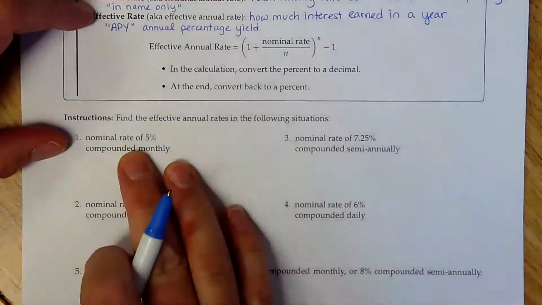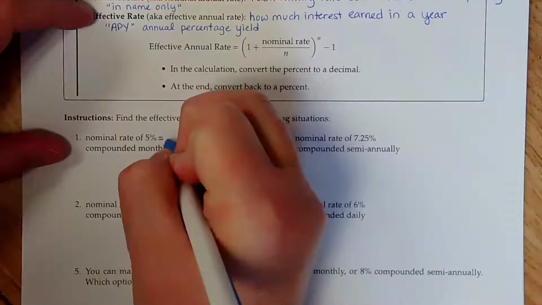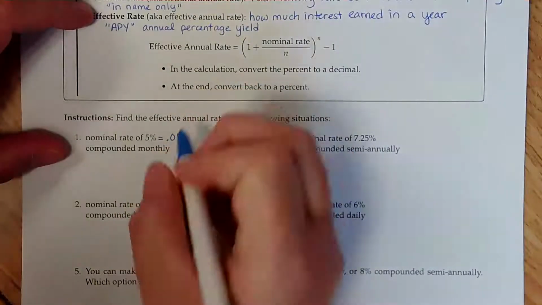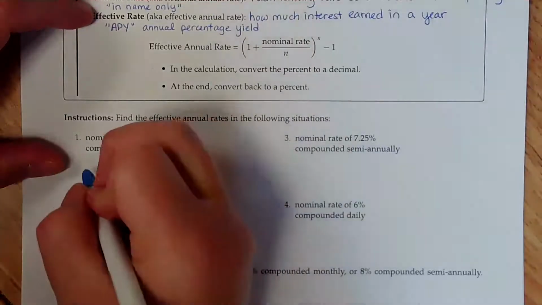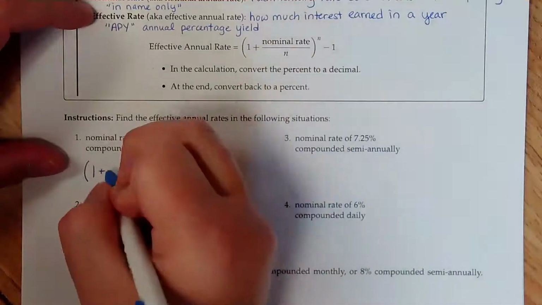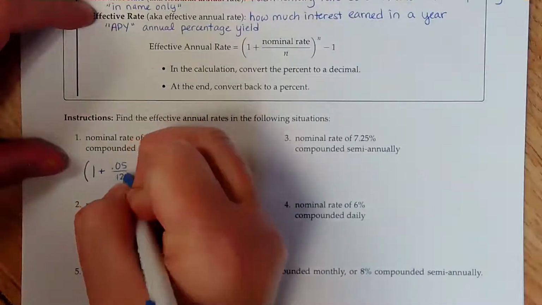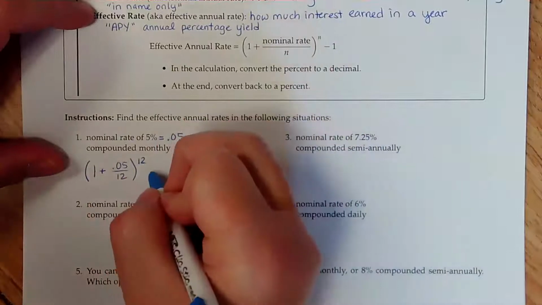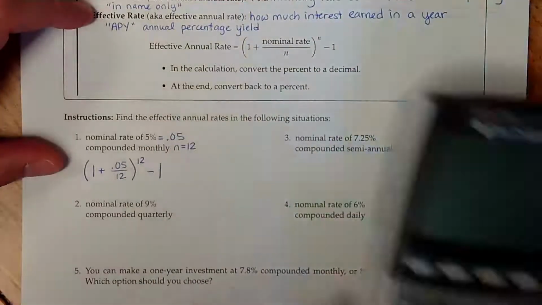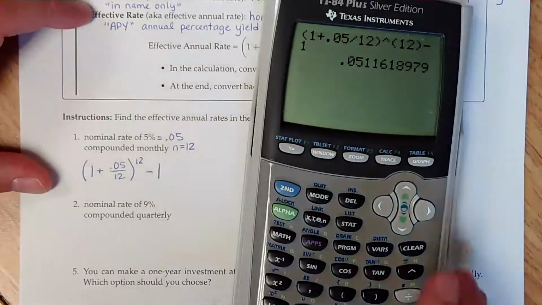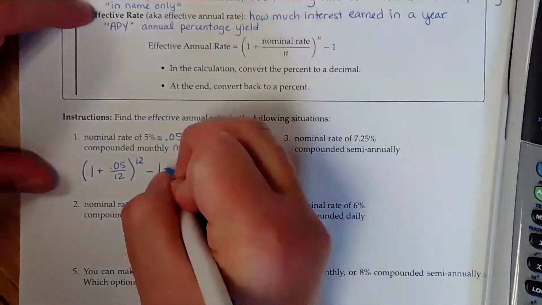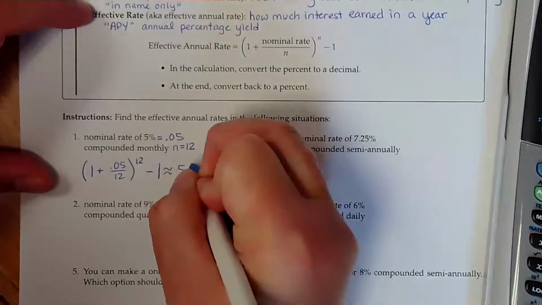So if our nominal rate is 5%, that means as a decimal, it's going to be 0.05. And compounded monthly means n is equal to 12. That's how many times a year that's going to happen. So my formula looks like 1 plus 0.05 divided by 12, raised to the 12th power, minus 1. So we're going to get about 5.116%. A little bit better than the nominal rate there.